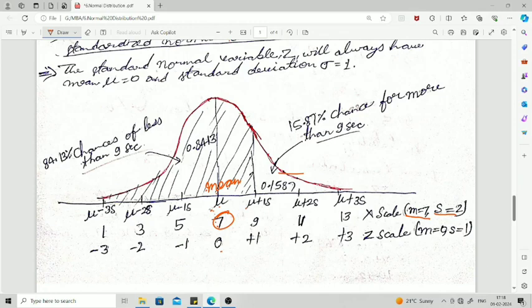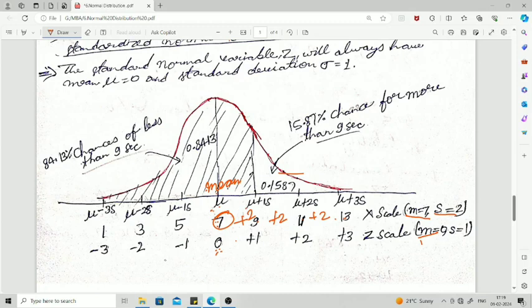Now you can see in the Z scale, 0 is equivalent to 7, and in the first case the standard deviation is 2, so 7 plus 2 you get 9, then plus 2 again you get 11, then plus 2 you get 13. But in the Z scale, the standard deviation is always 1. From 0 it starts. If you go towards the right, it is plus 1, plus 2, plus 3, incrementing by 1 only. So in the Z scale, the mean is 0 and the standard deviation is 1.